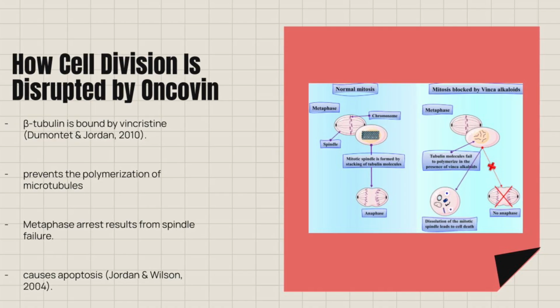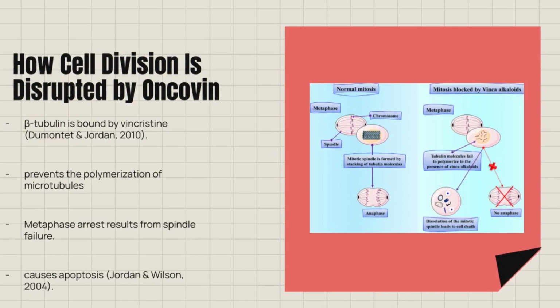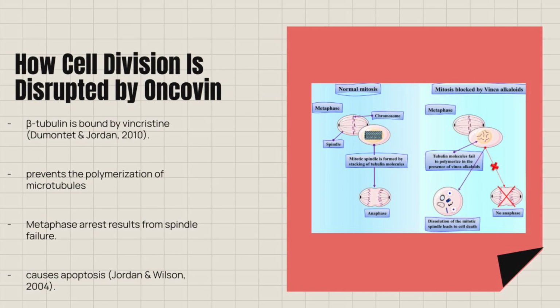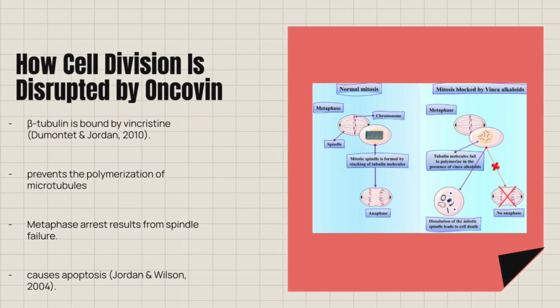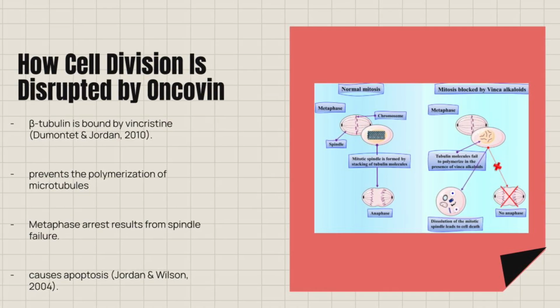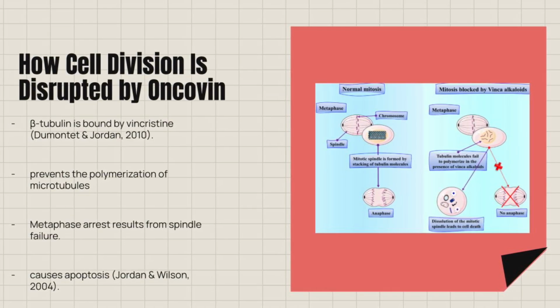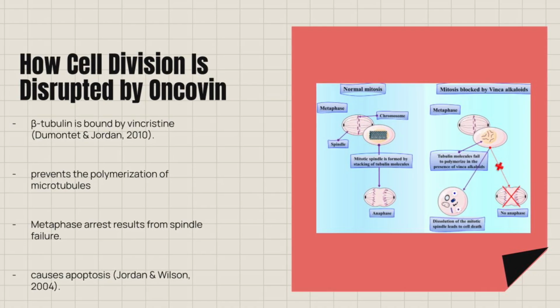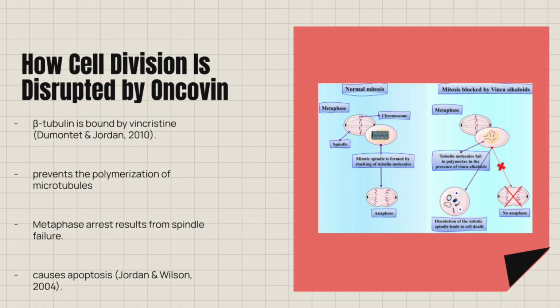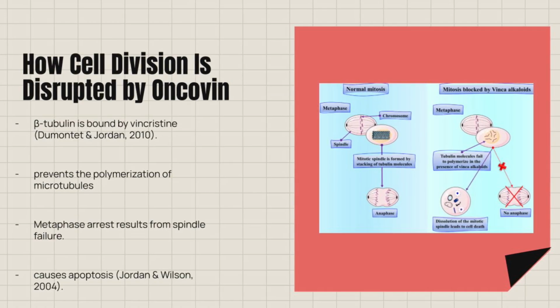This aligns perfectly with my next slide titled How Cell Division is Disrupted by Oncovin. So vincristine's interference with the division process is seen in this figure to the right. The medication attaches itself to the tubulin dimer's beta tubulin component. Tubulin can no longer form a stable microtubule after that contact. And I got this information from Dumontet and Jordan 2010.